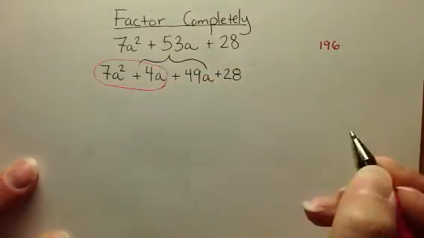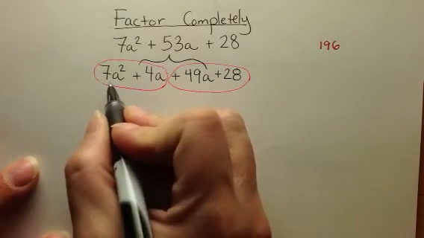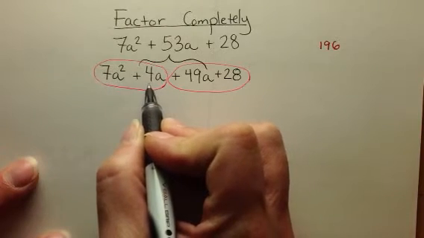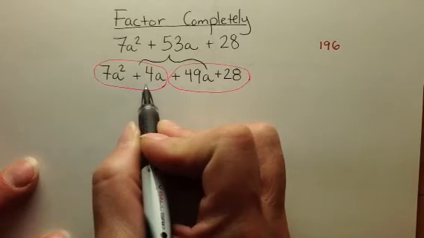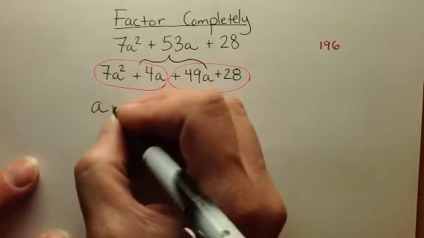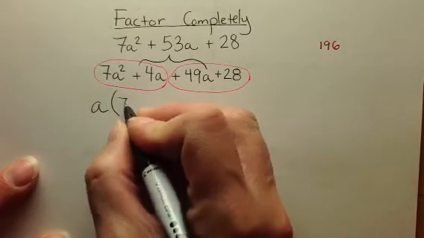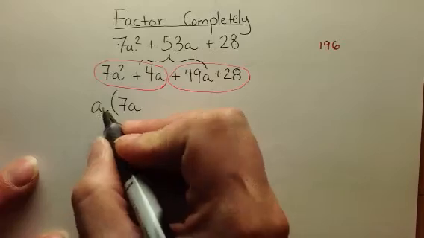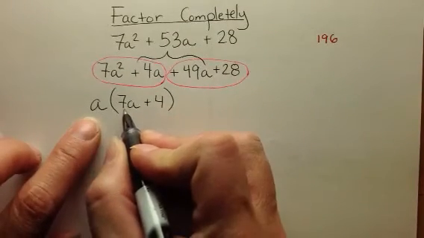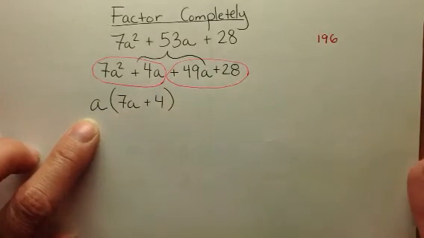Take my first two terms and take my last two terms. In the first two terms, I'm looking for a common monomial factor. Again, 7's prime and it doesn't go into 4, so there's no coefficient that comes out. How about the a? I have a in both. Okay, so I'm going to take out an a, 1a. Okay, 7a squared divided by a is 7a, and 4a divided by a is positive 4. I can multiply back out to check real quick. A times 7a, a times 4, yep.